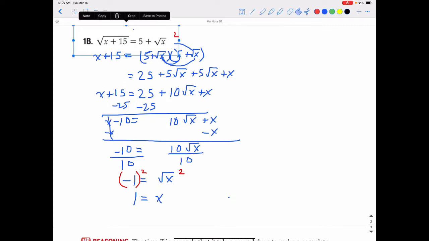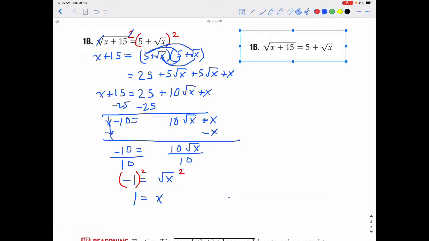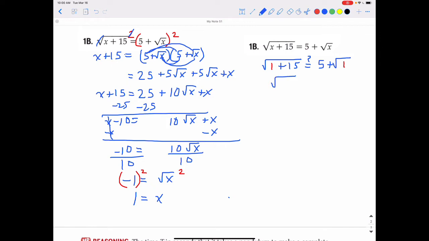So we should check our answer. I'm going to replace the x on both sides with 1. So that will give me the square root of 1 plus 15. Does that really equal 5 plus the square root of 1? So 1 plus 15 is 16, so that's the square root of 16. Does that really equal 5 plus the square root of 1, which is just 1? The square root of 16 is 4. Does that really equal 5 plus 1?